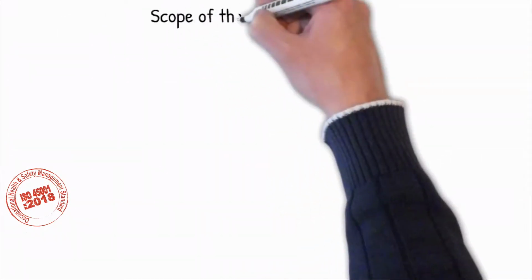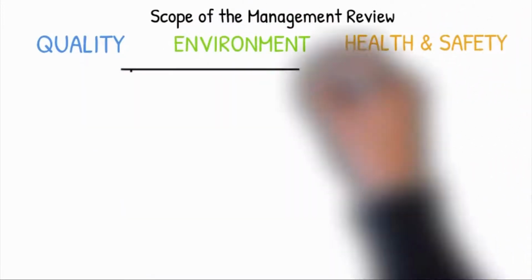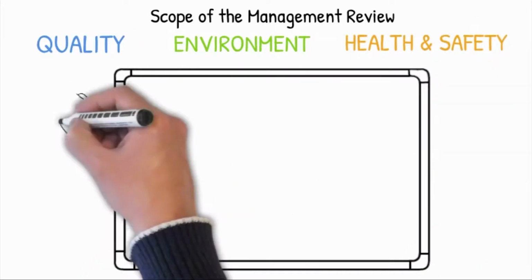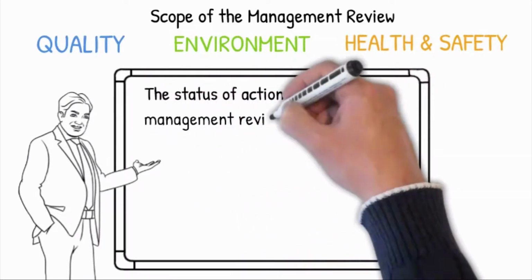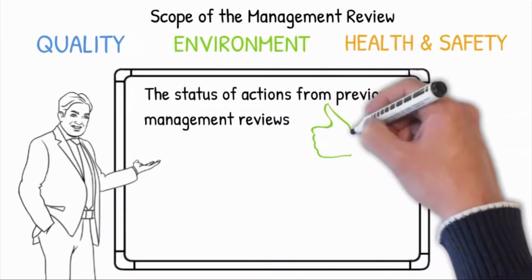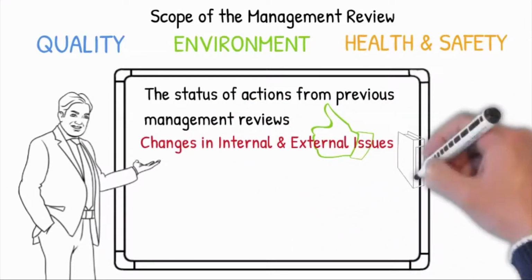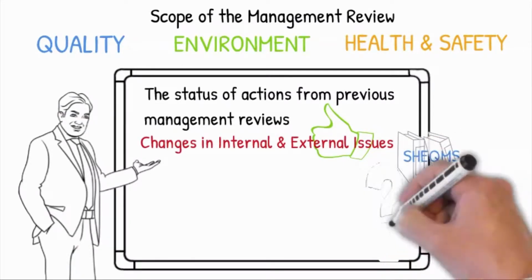We will now focus on the content of the management review meeting related to quality, the environment, and the occupational health and safety requirements. The SHEQ manager will first present the status of the effectiveness of actions from the previous management review, and present the changes related to the external and internal issues that had an impact on the integrated management system on achieving its objectives.